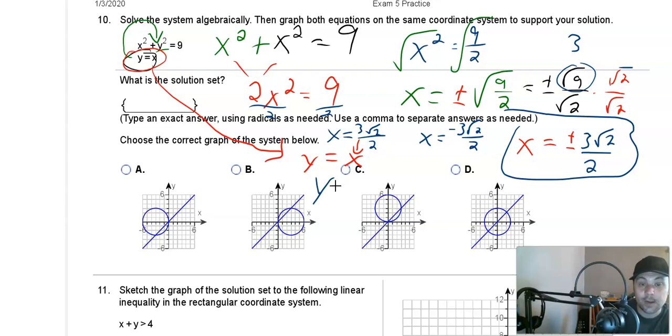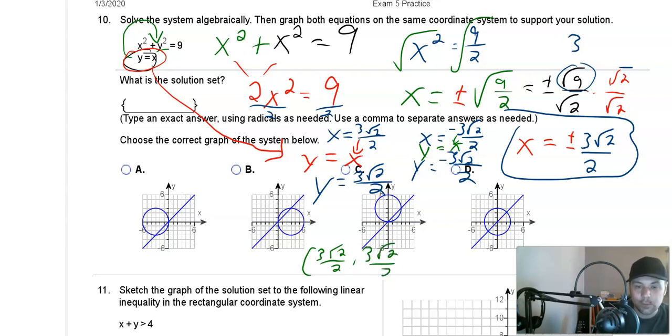Right? So when I plug that in for x, I get that y also equals 3 square root of 2 over 2. And when I do the same thing here, I get y is also equal to negative 3 square root of 2 over 2. Right? So whatever you get for x, that's going to also be your y value. Right? I guess if you really want to see, sorry, this is kind of messy, but here's the equation. I'm plugging this in for x. I get the same answer for y. Right? So my 2 ordered pairs are going to be, like I said, it's kind of a mess. 3 square root of 2 over 2 for x, comma, 3 square root of 2 over 2 for y.